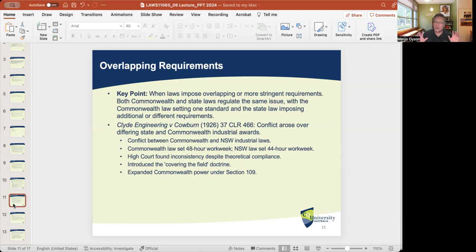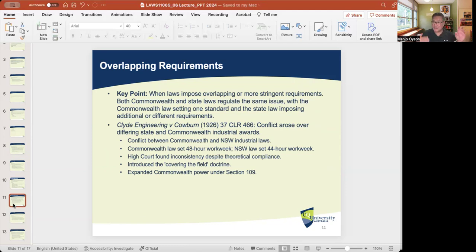And again, if you look at this, theoretically, it was possible to comply with both laws by simply ensuring that an employer would make its workers work only for 44 hours. In that case, it complies with state law, which mandates a maximum 44 hours per work week, even if the Commonwealth allowed 48 hours.